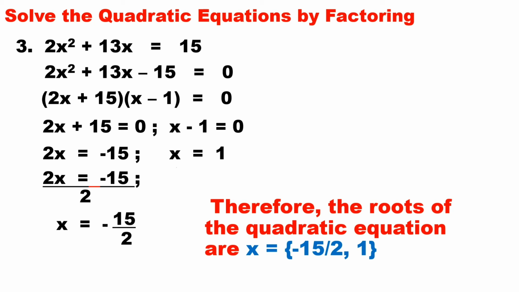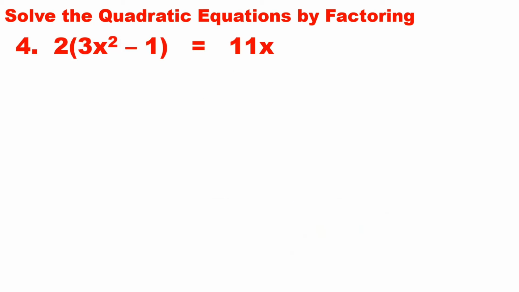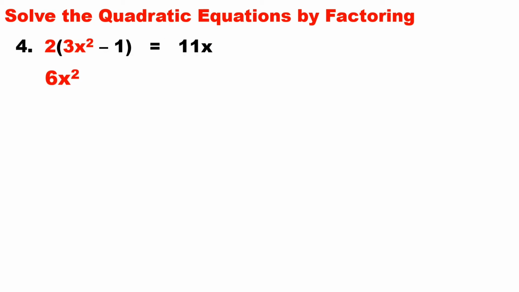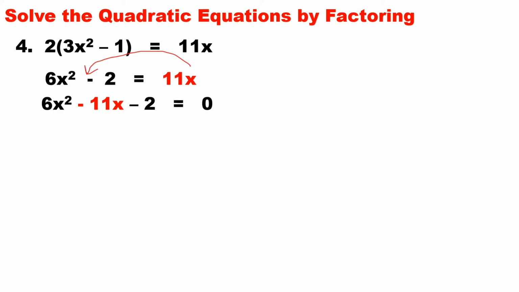Fourth and last problem for this video, solve by factoring 2 quantity 3x squared minus 1 equals 11x. To change to its standard form, first remove the parentheses by the distributive property. 2 times 3x squared equals 6x squared. 2 times negative 1 is negative 2. Then, transpose positive 11x to negative 11x on the left.